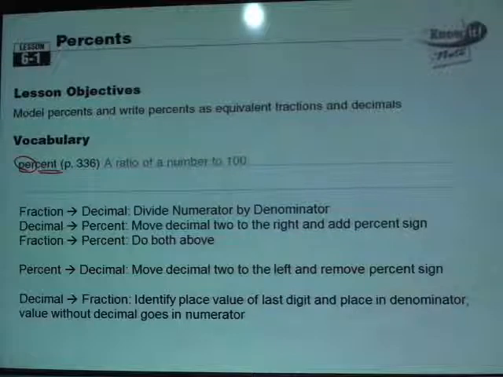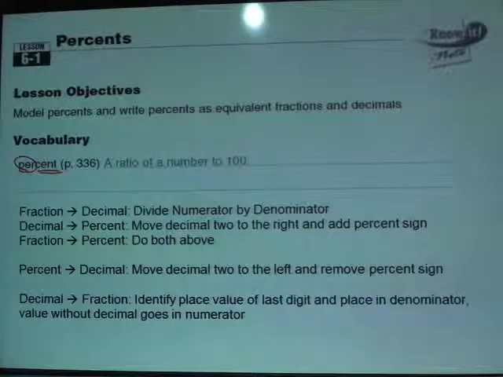To go from a percent to a decimal, you're going to do the opposite of what we just did up there. You're going to move the decimal 2 to the left and remove the percent sign. And to go from a decimal to a fraction, you're going to identify the place value of the last digit after the decimal. Remember, it starts off at tenths and then goes hundredths, then thousandths, then ten-thousandths, then hundred-thousandths, then millionths, and so on down the list. You're going to identify the place value of that last digit. That's what you're going to write in the denominator of the fraction. And then the value without the decimal goes in the numerator.